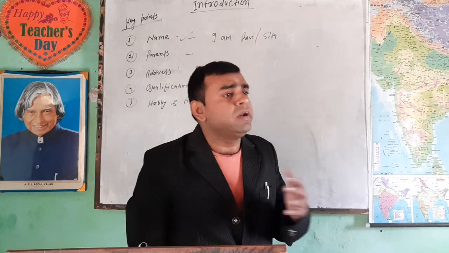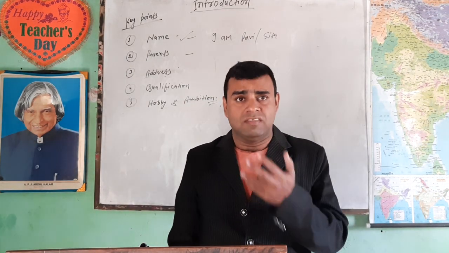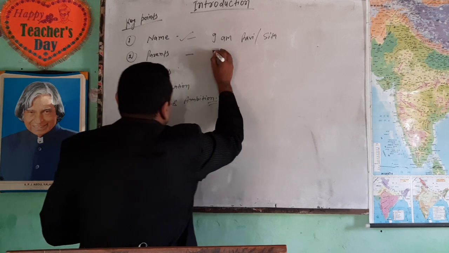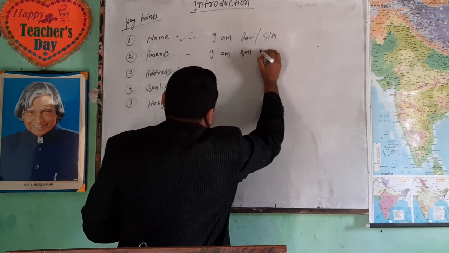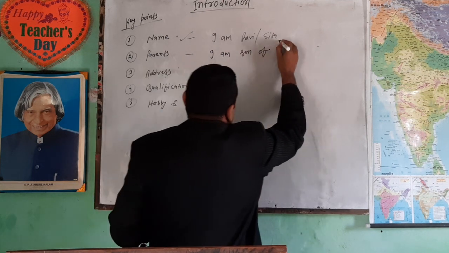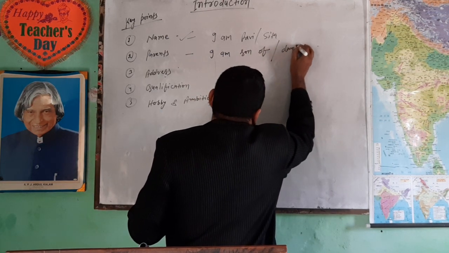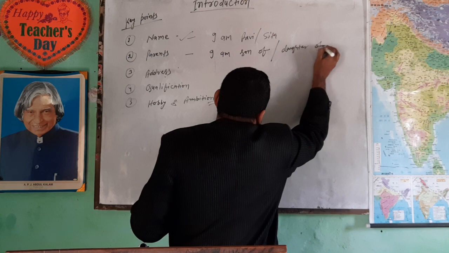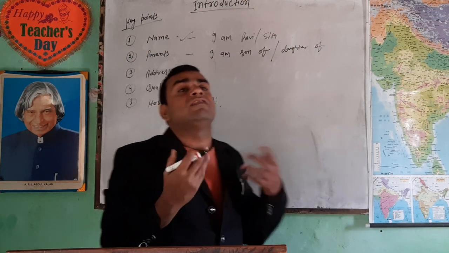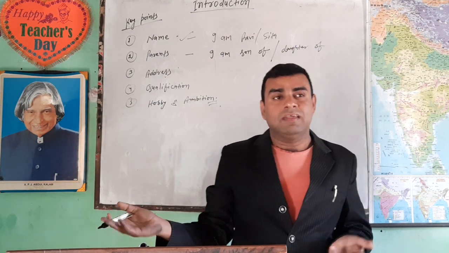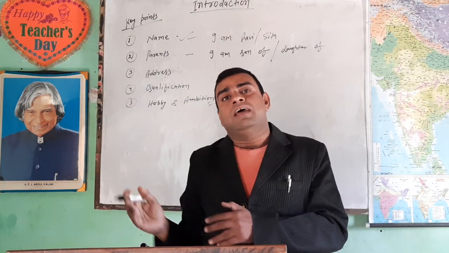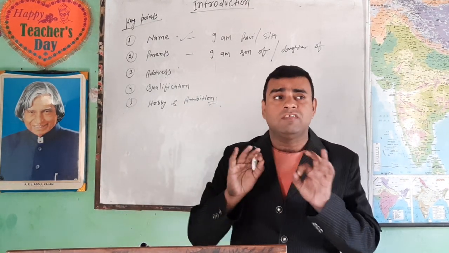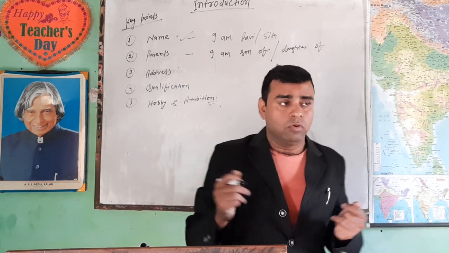You do not have to repeat the sentence my father's name is, my mother's name is. Simple, I am son of, or I am daughter of. It will be better to tell first the mother's name. Okay, so I am son of Mrs. X and Mr. Y. It will just clarify both your father's and mother's names.